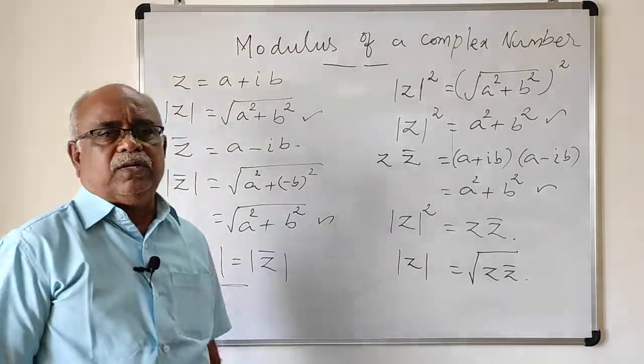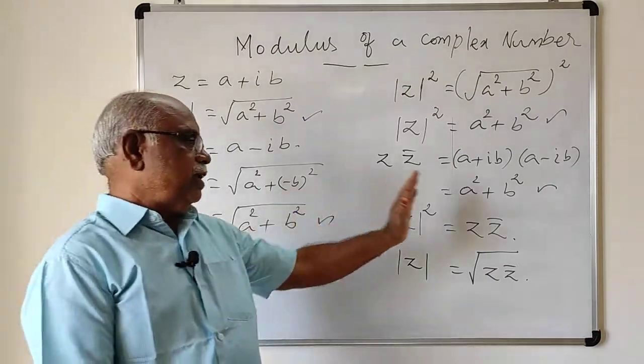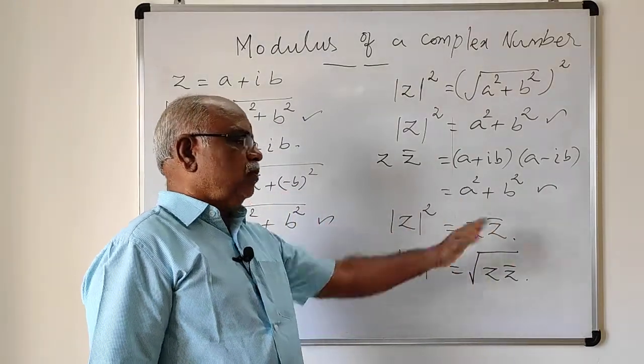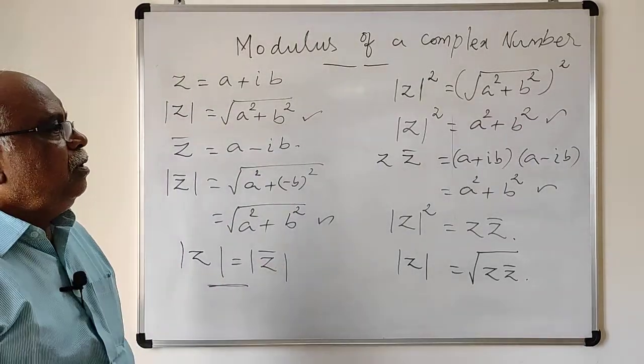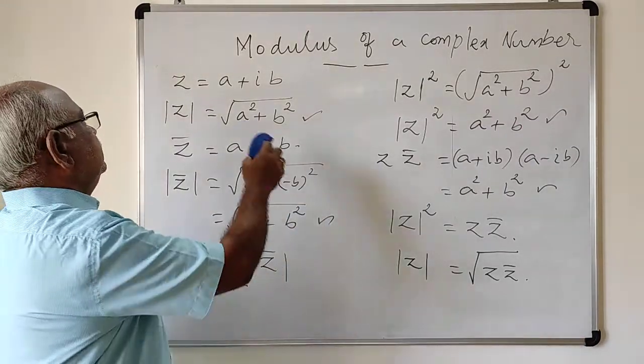Deduction from this: mod of z square is z into z bar. Taking square root on both sides, mod of z is square root of z into z bar. Now we are going to see the properties of modulus of a complex number. That's our next idea.